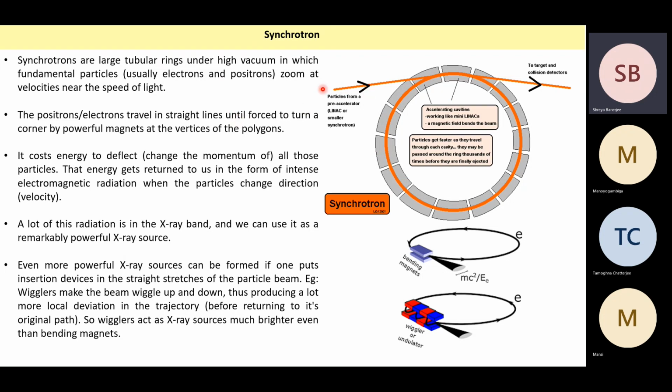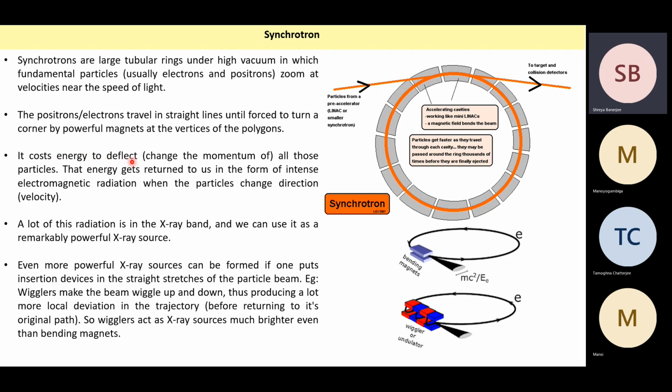What happens is that the positron or electron travels in a straight line until it is forced to turn a corner by powerful magnets at the vertices of the polygons. So you can see there are different polygons forming this synchrotron ring, and at the vertex of each polygon you have a powerful magnet. Since a moving electron has a magnetic field, when it encounters the magnets at the vertices of the polygons, it is forced to bend. So the electron which was moving in a straight line will now turn to follow this circular path.